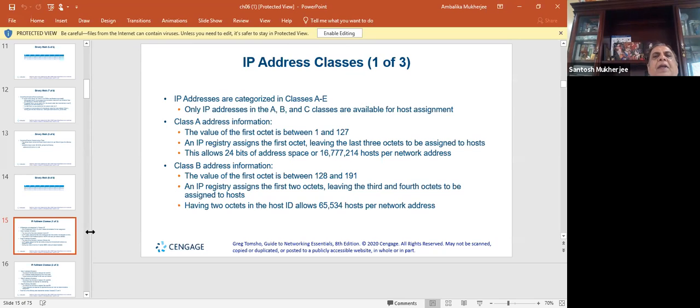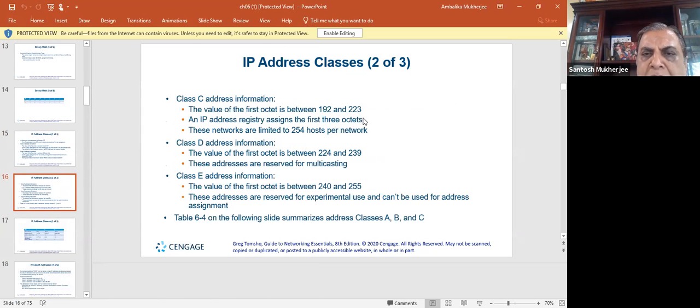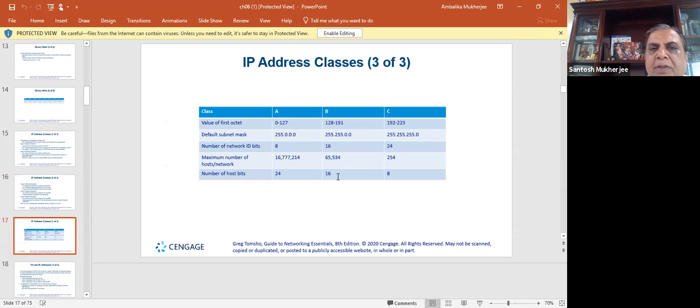So basically, these IP addresses are classed into different parts like A address, B address, and C address. A address starts from 1 to 127, B starts from 128 to 191, and C address starts from 192 to 223, and D address starts from 224 to 239, and E address starts from 240 to 255. See this table. The value of the first octet, default subnet, number of network ID bits is 8, 16, and 24. Maximum number of hosts per network, number of host bits. So these are the different classes of IP addresses.